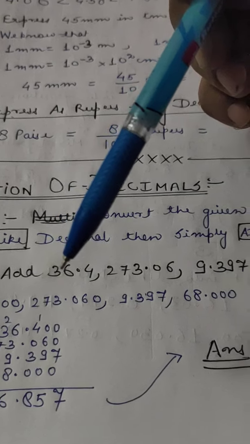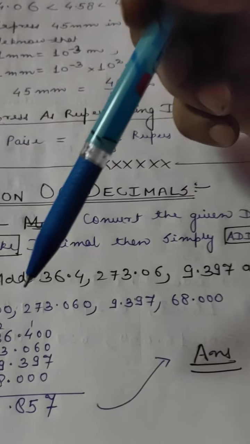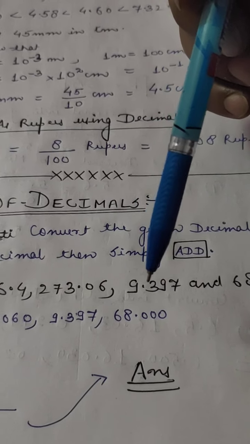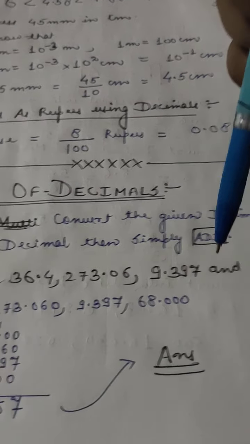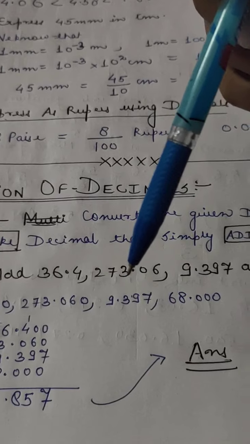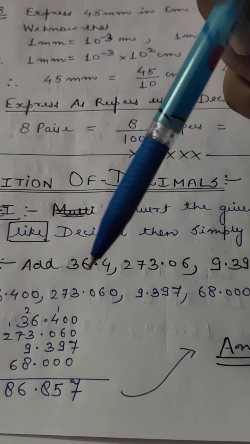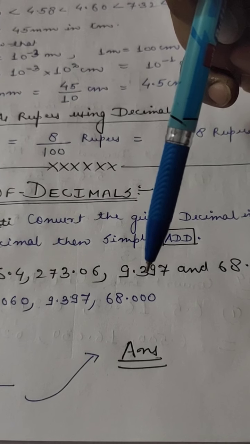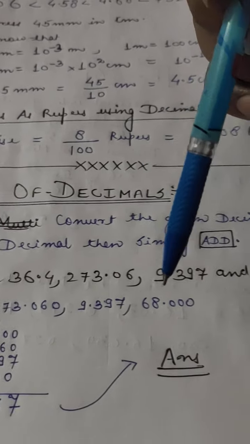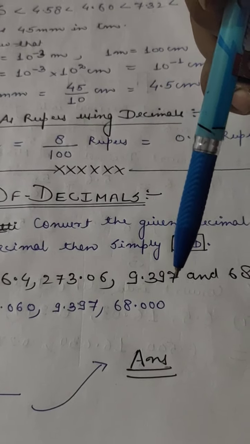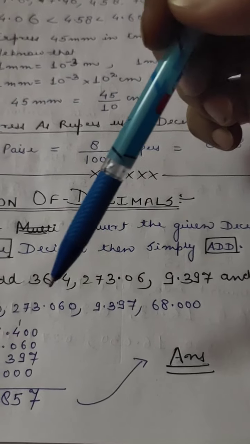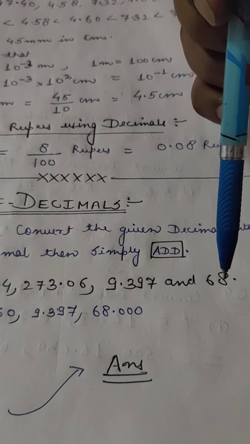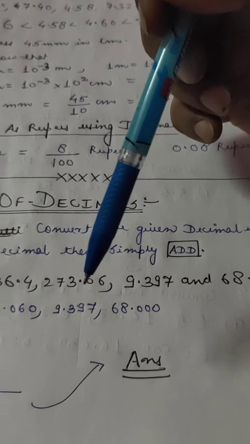So here I have taken 4 decimals. All of you are seeing 36.4, 273.06, 9.397 and 68. All these decimals you have to add. First I have converted them into like decimals. First check how many decimal places the highest one has after the decimal. 9.397 has 3 decimal places. So make all of the remaining decimals have 3 decimal places.